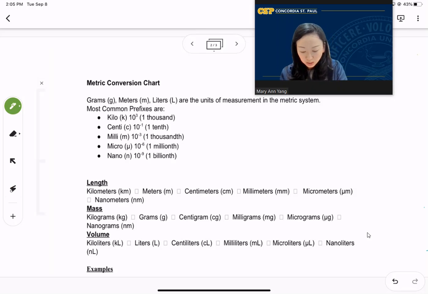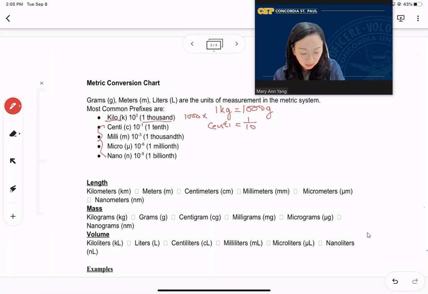Now let's start with some of the most commonly used metric prefixes. Kilo is when you have 1,000x of something. So when you have kilogram, then 1 kilogram will be 1,000 grams. So it's 1,000, it's more. All of these are less. So when you have centi of something, that means you have a tenth of something. Milli means a thousandth. Micro means a millionth. And then nano means a billionth.